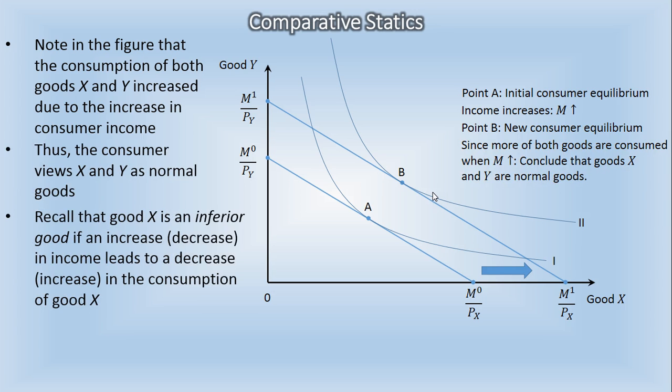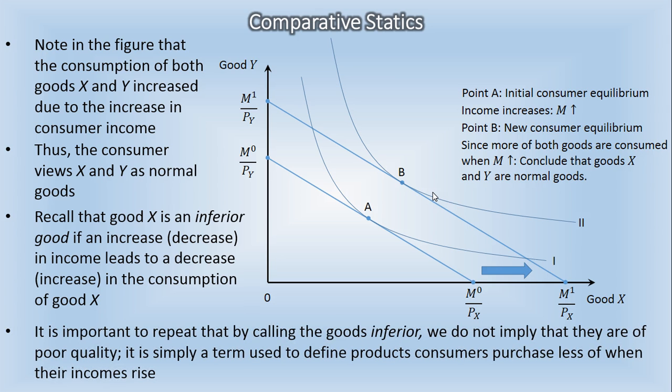Recall that good X is an inferior good if an increase in income leads to a decrease in the consumption of good X, and a decrease in income leads to an increase in the consumption of good X. It's important to repeat that by calling the goods inferior, we do not imply that they are inherently of poor quality. It's a subjective thing. It's simply a term used to define products consumers purchase less of when their income goes up and vice versa.